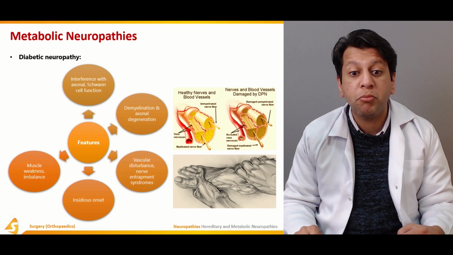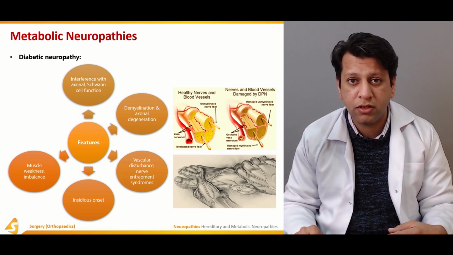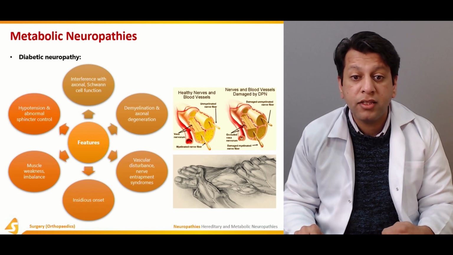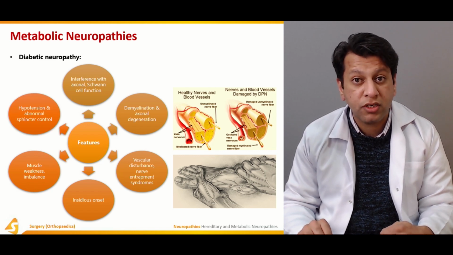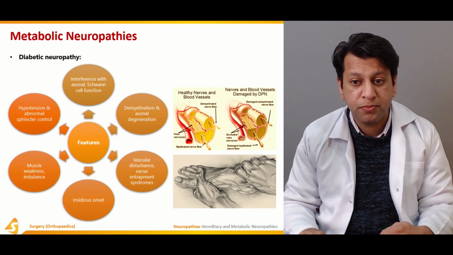There may be associated muscle weakness and imbalance if it is involving higher areas. For example, different tracts which are coming down from the cerebellum may be involved as well. And there may be associated autonomic dysfunction as well, like hypotension and abnormal sphincter control.